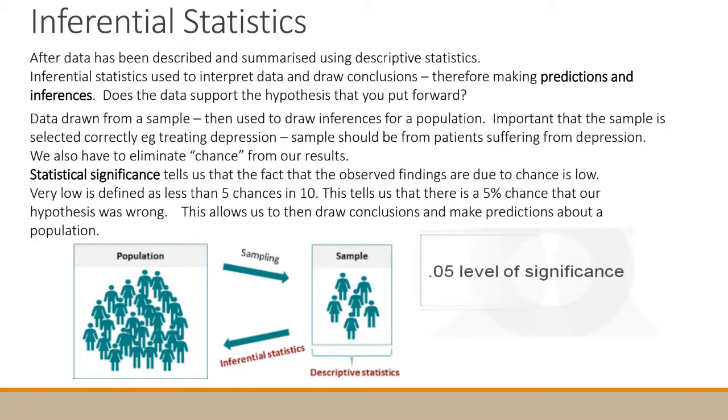So basically, you would calculate the statistical significance. A low statistical significance value is less than 5 chances in 100. Okay, so that tells us that the hypothesis we have put forward to test, a low value tells us there's a 5% chance that our hypothesis was wrong, because our hypothesis can be wrong. And we accept that as researchers. We're not trying to predict something, we're trying to test something, and maybe what we are testing is actually not correct.